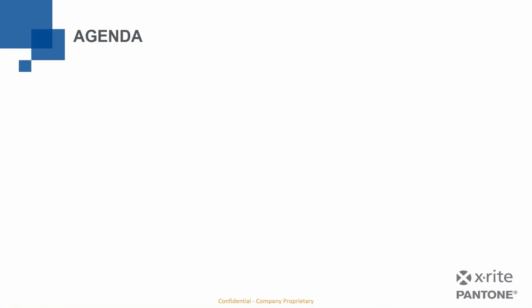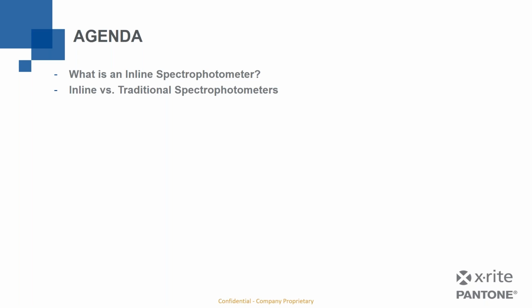To start with, our agenda. We're going to define what we mean when we talk about an inline spectrophotometer. We will then talk about how inline spectrophotometers compare to what we would call a traditional spectrophotometer. Then we'll talk about the benefits of inline, and how those benefits can lead to a return on investment. And finally, we'll talk about a variety of applications for inline, where they can work, what they can do, and all of that. So we'll dive into each of those separately.